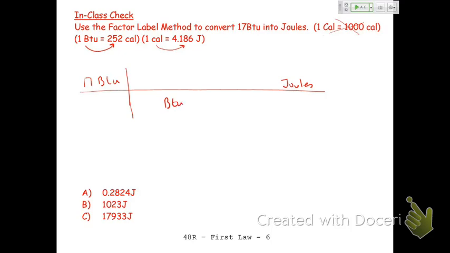So, 17 BTU, and I don't want BTU. So we go BTU to little calories, and 1 BTU is 252 calories. Cross out my BTU. But I don't want little calories. I want joules. So put the calories on the bottom, and 1 little calorie is 4.186 joules. And that equals 17932.8, so about 17933 joules.